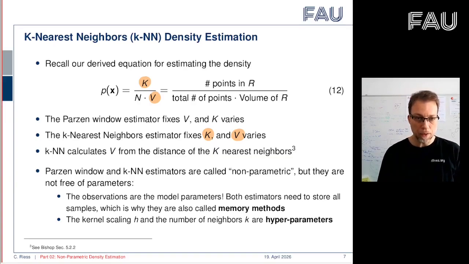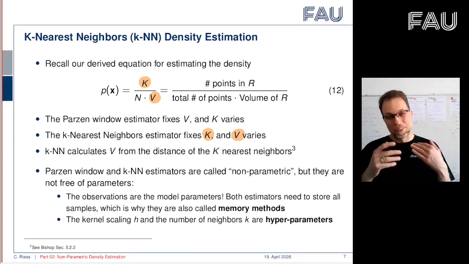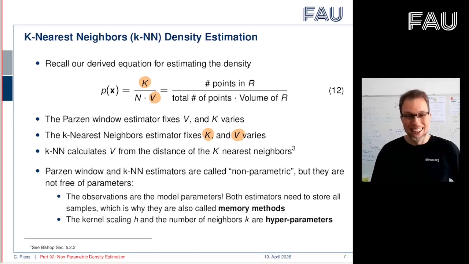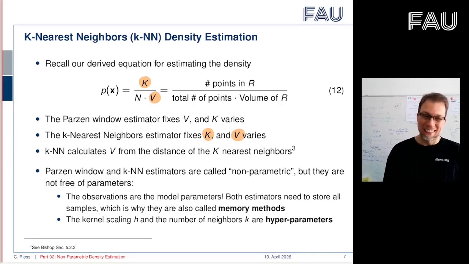The Parzen window estimator and the k nearest neighbor estimators are called non-parametric, but they are not free of parameters, which is a bit confusing. The observations are actually the parameters. Yeah, this is a bit surprising.